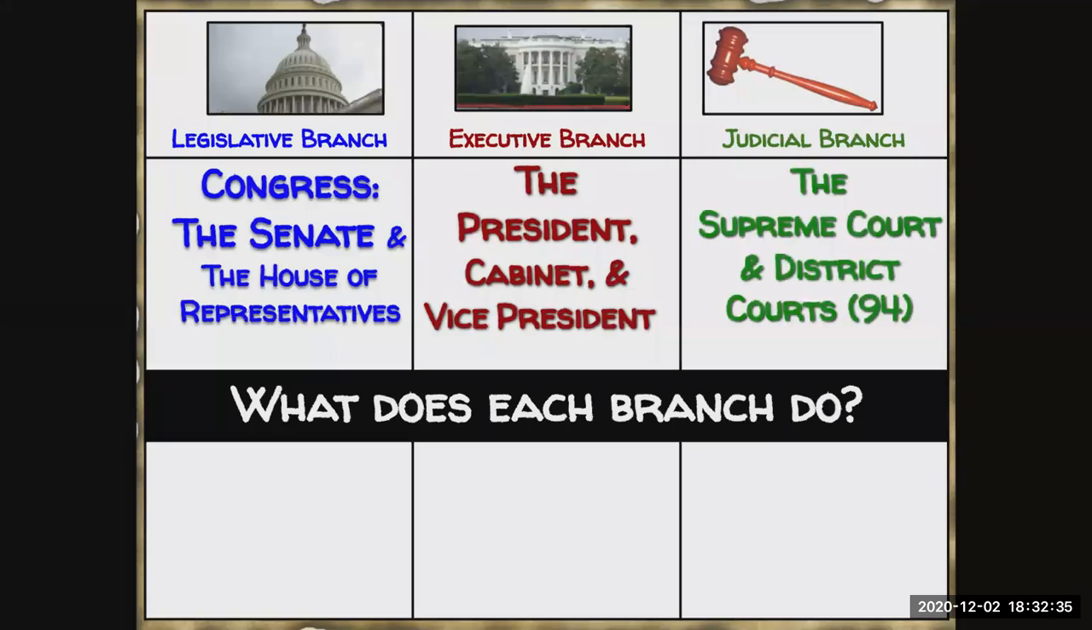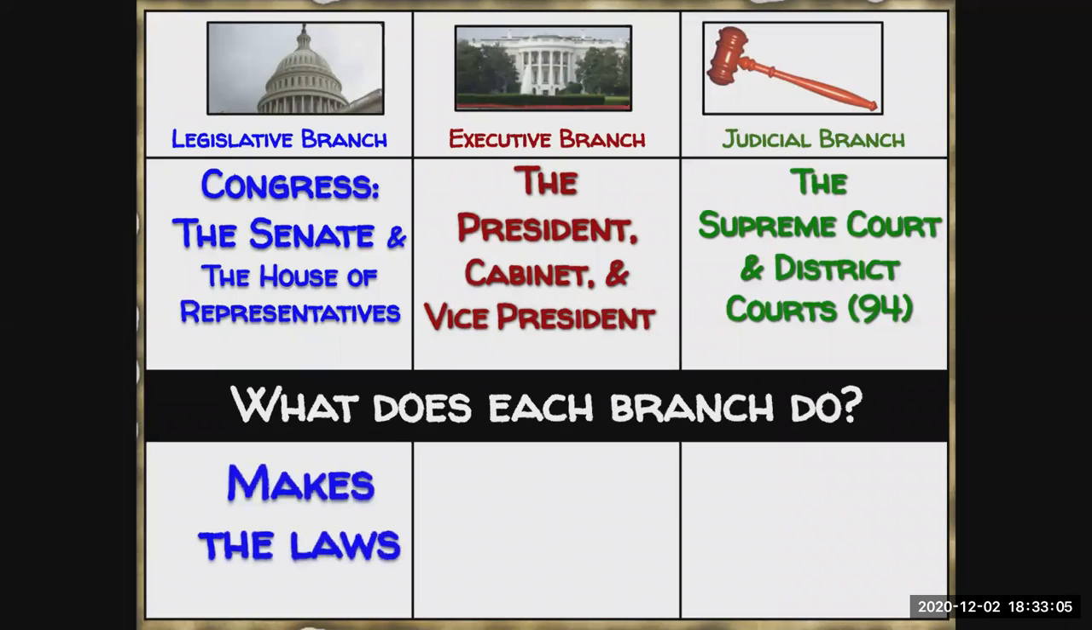Then we have the judicial branch, which includes the Supreme Court and the district courts, of which there are 94 in the United States. Districts do not correlate with states, obviously. They can spread over regions. They cut up large population areas. Sometimes you'll have two district courts in a region. They kind of break it up into smaller parts.